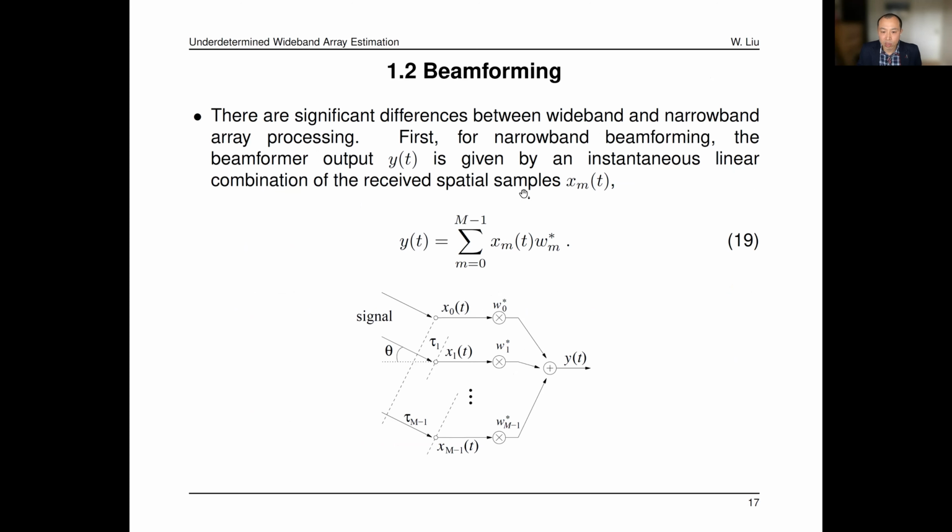linear combination of the received spatial samples x_m(t). So you have the received signals x_0(t), x_1(t), up to x_{M-1}(t), and then you multiply them with one single complex number. We put the conjugate here just for convenience when you calculate the covariance matrix, to simplify the notation. You can just put w_0, w_1, w_{M-1} if you like, instead of this w_m conjugate. So this star is the conjugate operation. So this is the beamformer structure for narrowband.